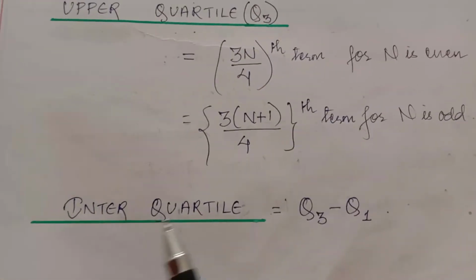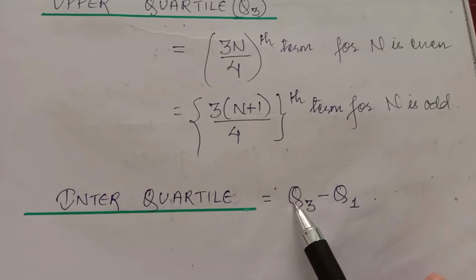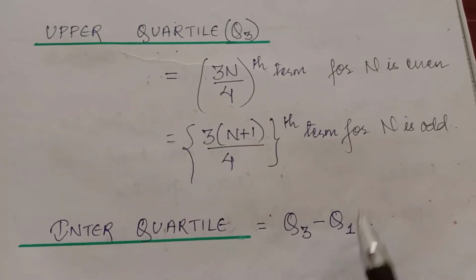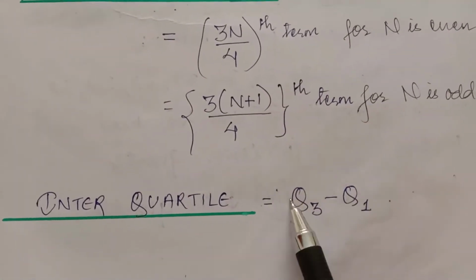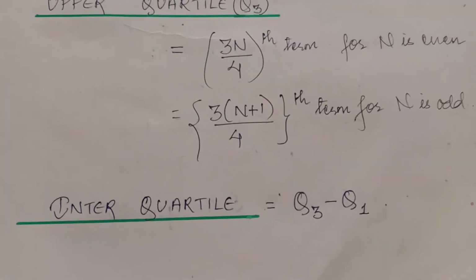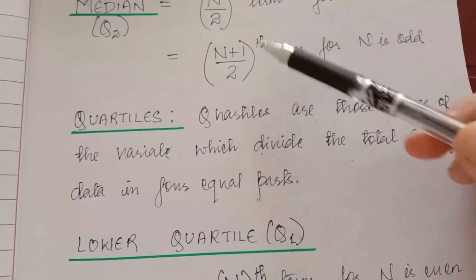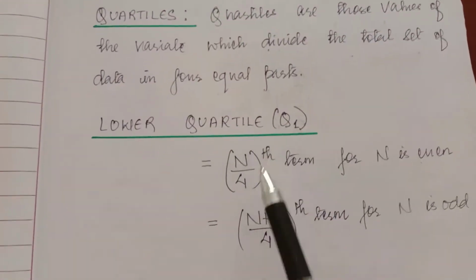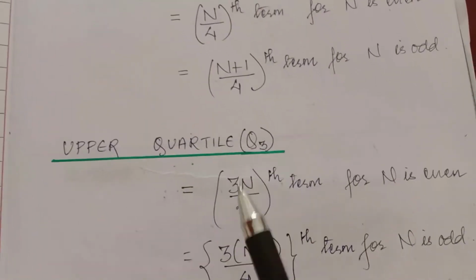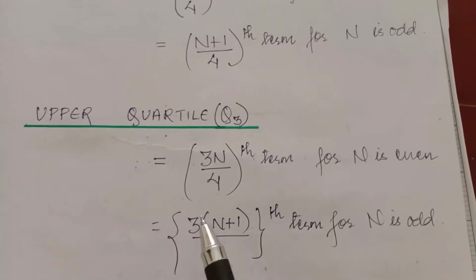Now another one is interquartile. Interquartile range means upper quartile minus lower quartile. You have to subtract the value of lower quartile from upper quartile to get the interquartile range. Okay, so you have to understand this. Median is n by 2, (n plus 1) by 2 for odd, and for lower quartile it is 4 here, and for upper quartile you just have to multiply by 3.